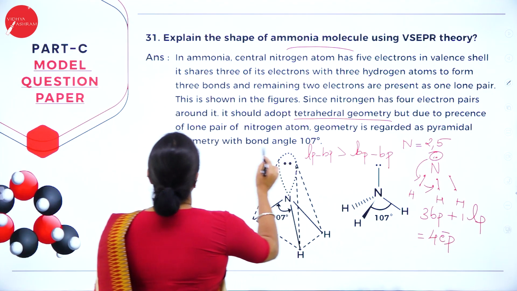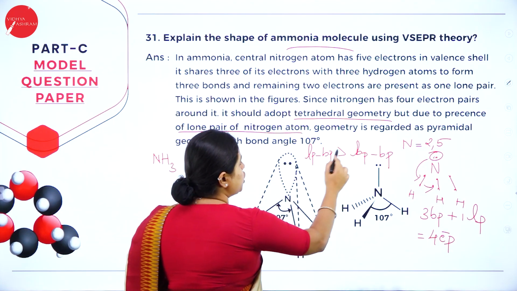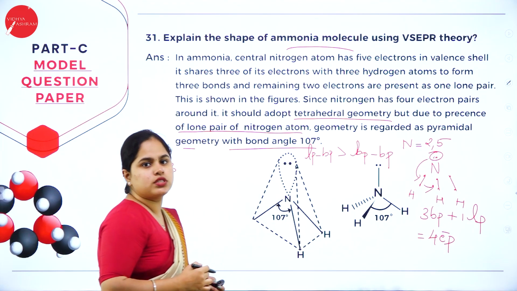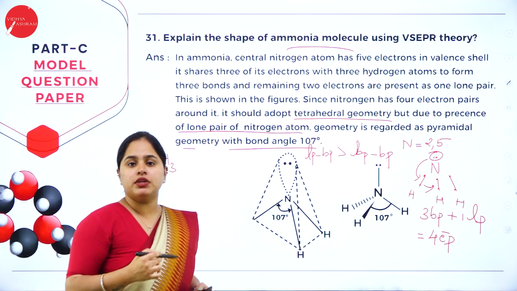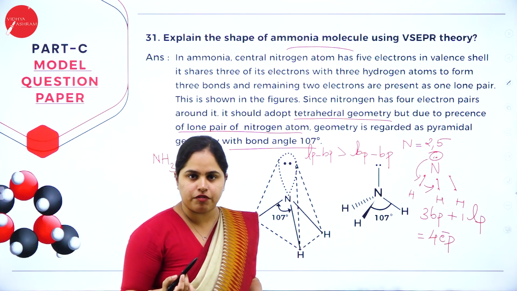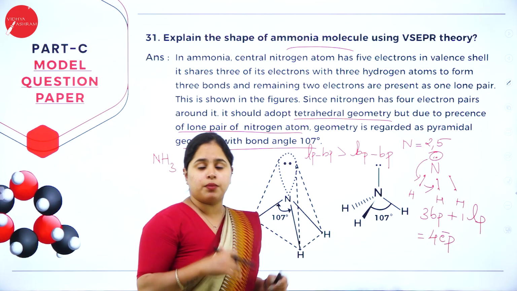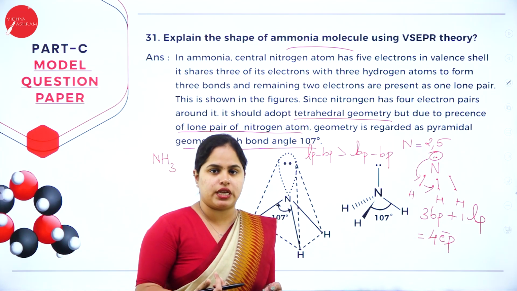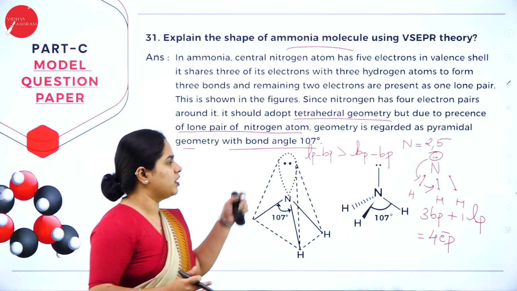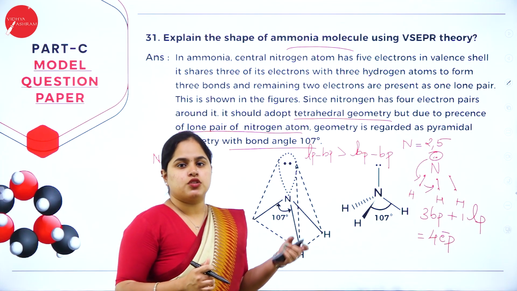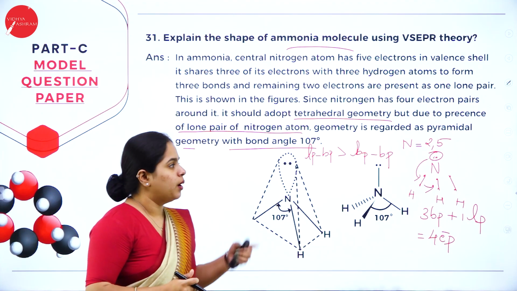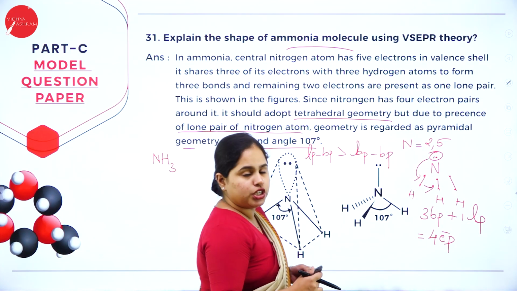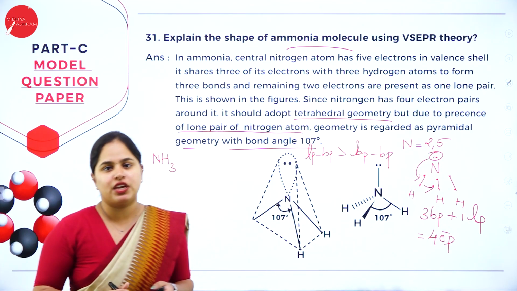So due to the presence of the lone pair in nitrogen, the geometry is regarded as pyramidal geometry with bond angle 107 degrees. Tetrahedral geometry means it is supposed to be 109.5 degrees, but because of these repulsions, that is lone pair-bond pair repulsions, the angle is reduced to 107 degrees, right? So this is the shape, which is pyramidal geometry. I hope it is clear. So this is the shape of the ammonia molecule using VSEPR theory.